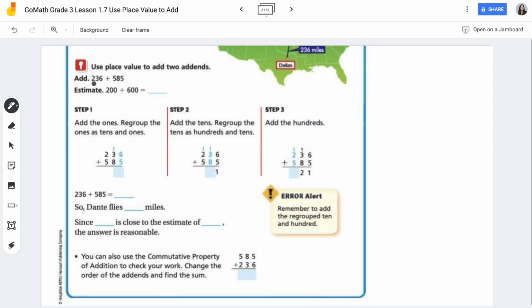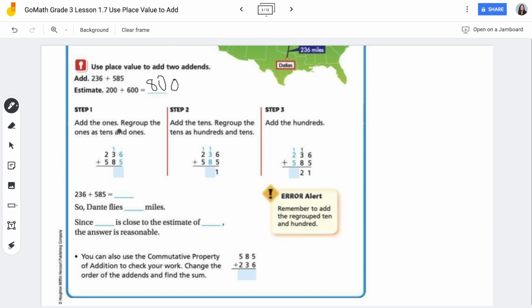Let's do our estimate. 236 is pretty close to 200. You would round it down because the 3 is less than 5, so it stays in the 200 zone. And 585, that 8 in the tens place is saying, nope, bump it up. So it's going up to 600. So our estimate is 800. And now we're going to figure out our whole process.